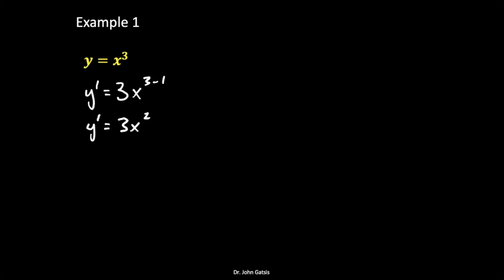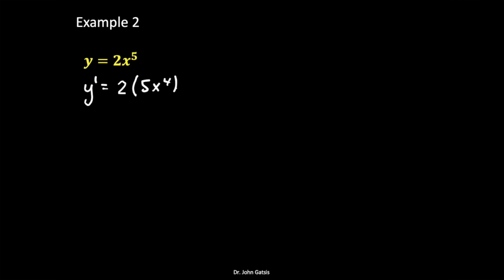I got several on the menu here. So let's see a few more. Let's take this next example, bring that 5 down. Now, what do you do with the 2? What I want you to do is just leave the 2 alone on the side. Think of it like a spectator.